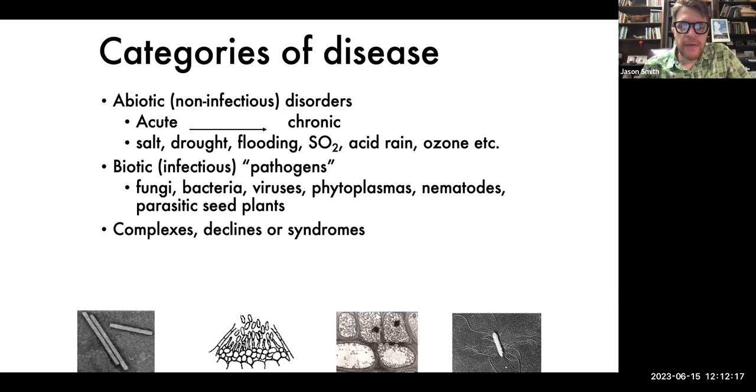And then there are complex things that can happen in trees because they're long-lived, and these have been described variously over the years as complexes, declines, syndromes, because they involve the interaction of some of these different biotic agents, sometimes with acute or chronic abiotic damage as well. Because of that, you can have this complex interaction happening, and it can lead to a decline or something like that. And there are several of these that have been described over time as well.